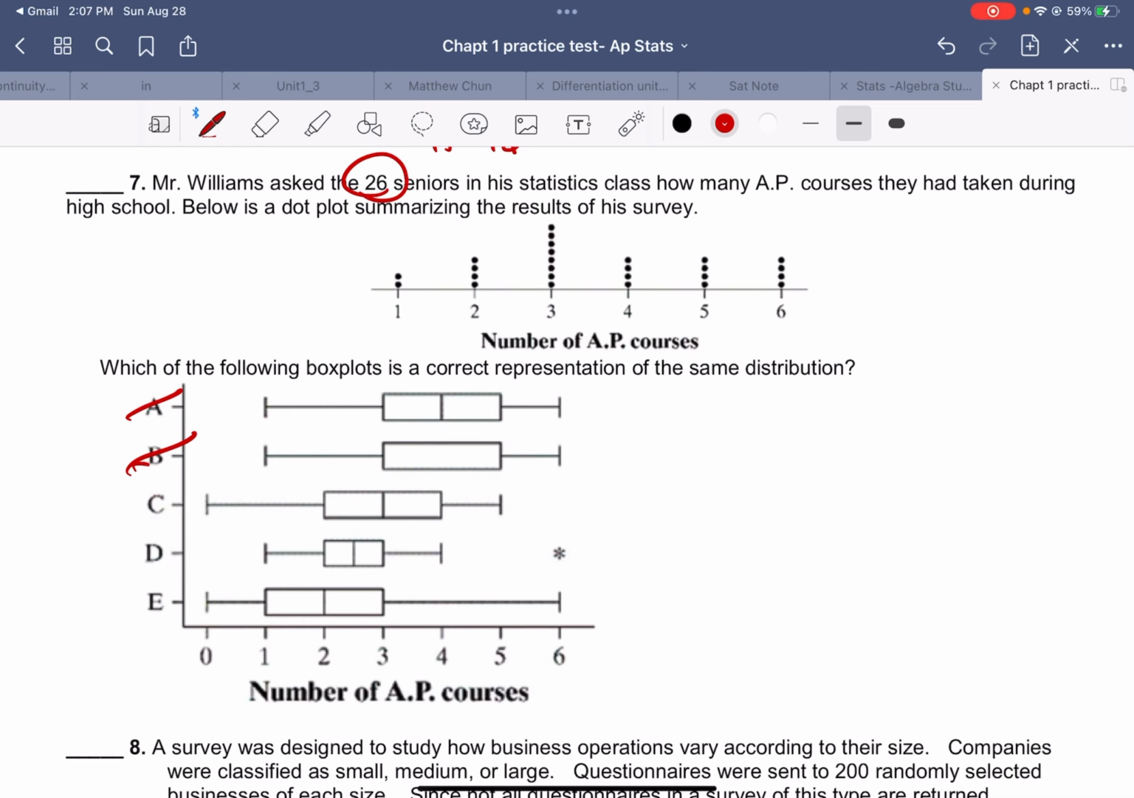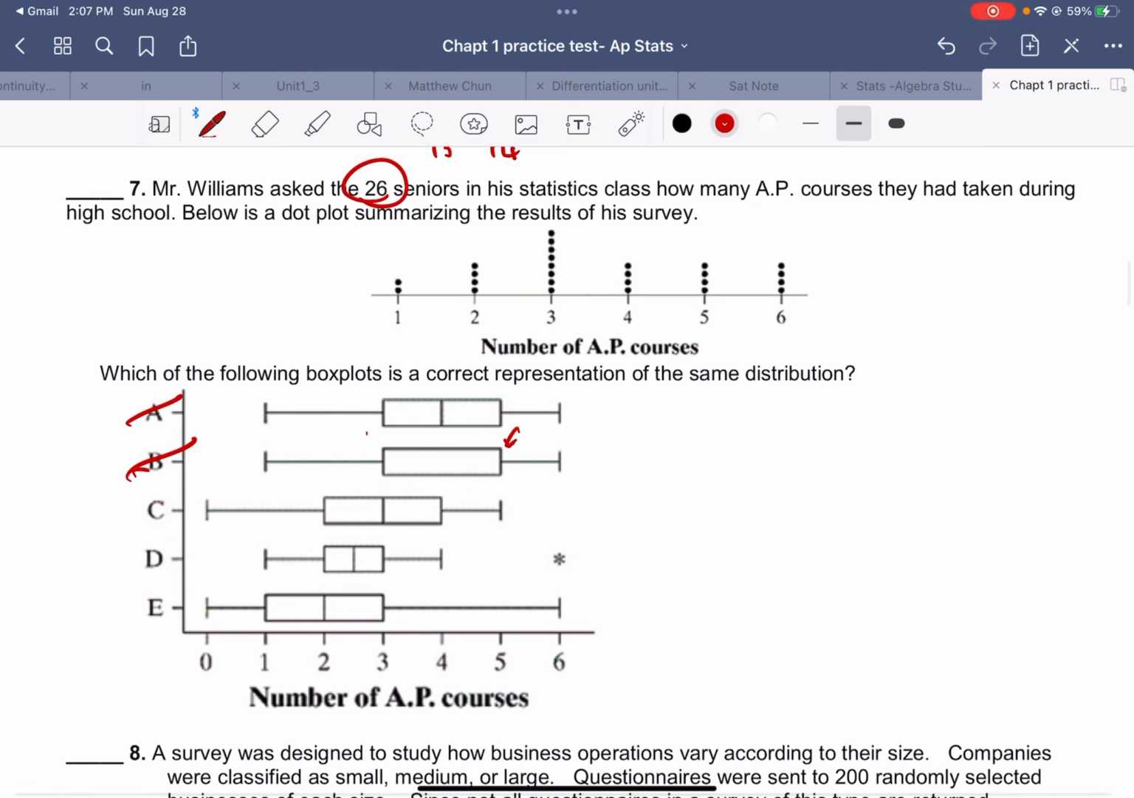Hold on. Oh, there's no median line. So maybe the median is overlapped here or here. So let's keep this one. Okay. So D and E are out. Right? So the median is 3. So only B and C are possible. So possibly that median. So let's see.